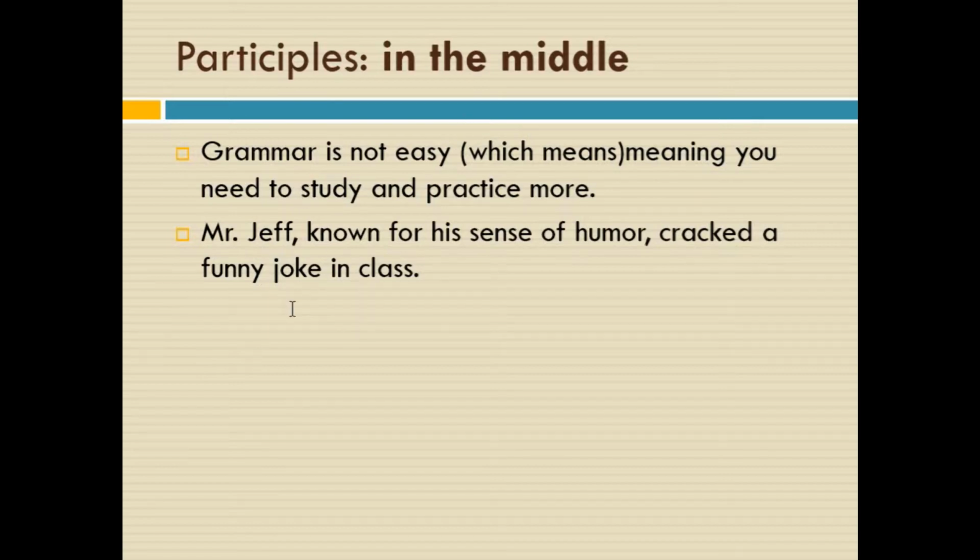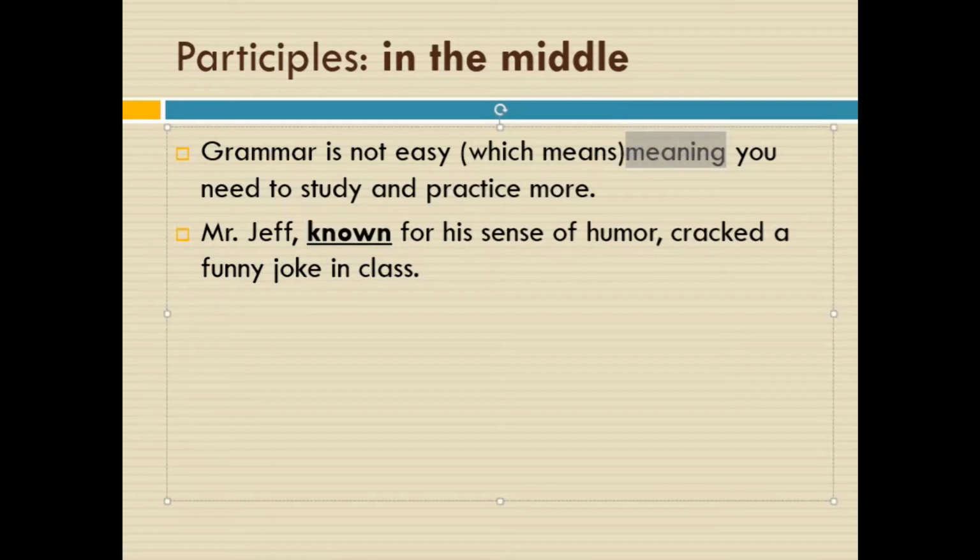Look at my second example. Mr. Jeff, known for his sense of humor, cracked a funny joke in class. So cracked a funny joke means told a funny joke, okay? It's an informal way of saying it almost. So Mr. Jeff, noun. This is my participle, known. But this one does not take the ing form, right? It takes the ed form or the past participle form, right? So know, knew, known. It changes like that. So why is it not ing? Why is it the past participle form?